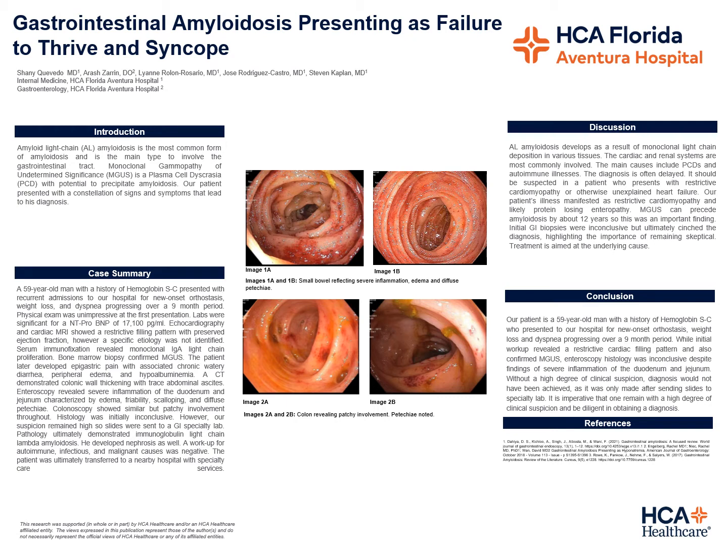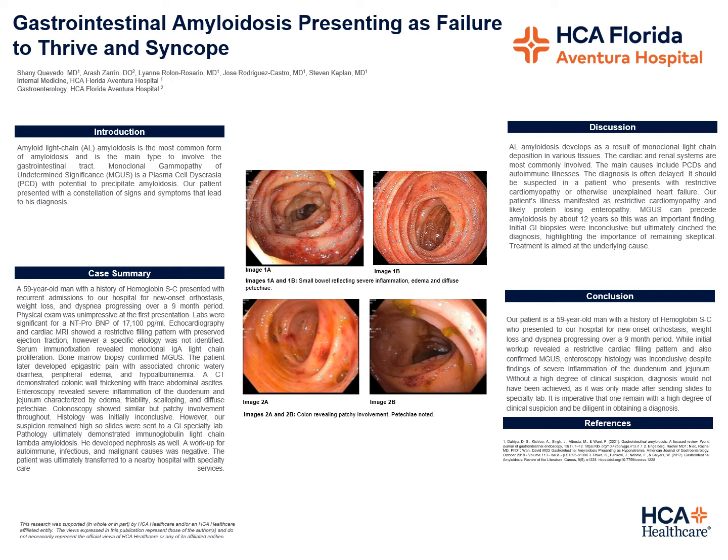A colonoscopy showed similar findings, but with patchy involvement throughout. At that time, the histology was inconclusive. However, our suspicion remained high, so the slides were sent to a GI specialty lab. The pathology ultimately demonstrated immunoglobulin light chain lambda amyloidosis. He later developed nephrosis as well. A workup for autoimmune, infectious, and malignant causes was negative, so the patient was ultimately transferred to a nearby hospital with specialty care services.